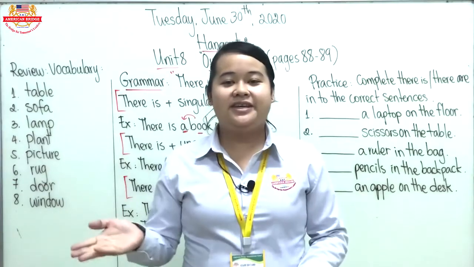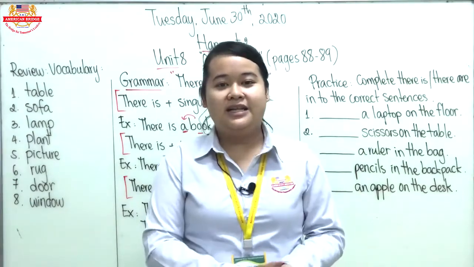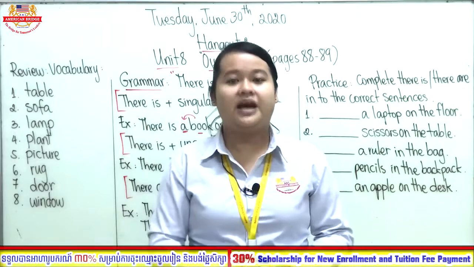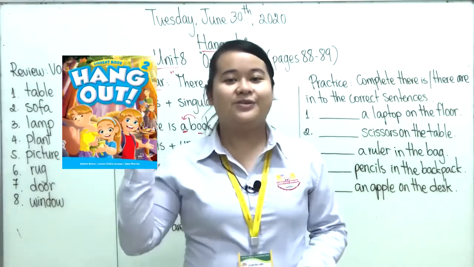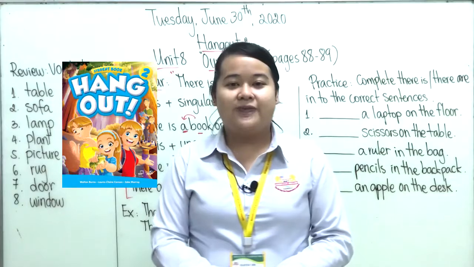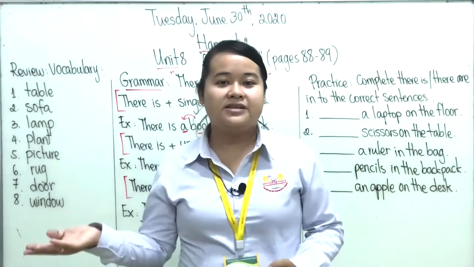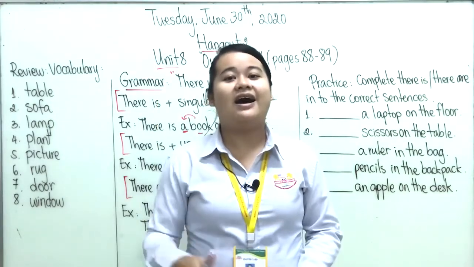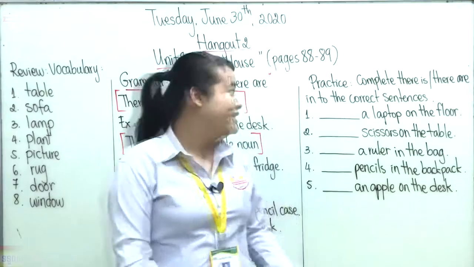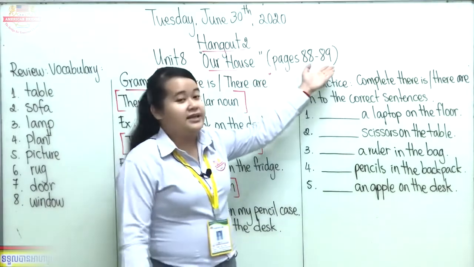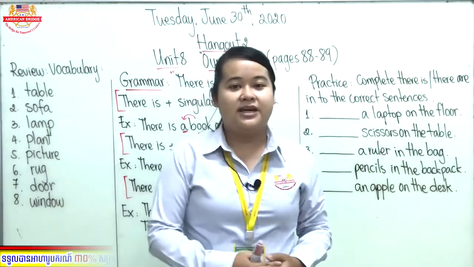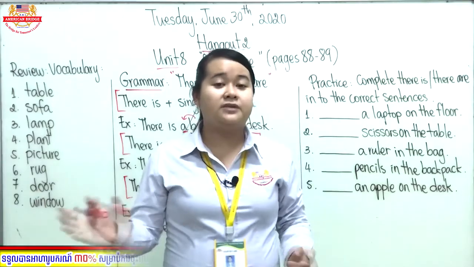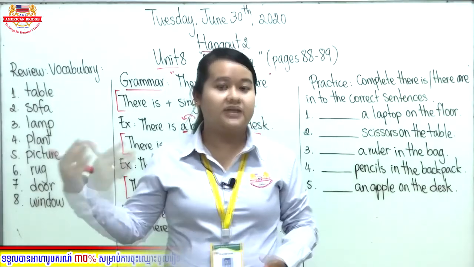You know already, in the first session we studied our Listening Starter 2, and right now we will move to another book, Hangout 2, right? Okay, so right now we continue our lesson, Unit 8, where we talk about our house, on pages 88 and 89. Before we go to our lesson today, teacher wants you to review some vocabulary from yesterday.